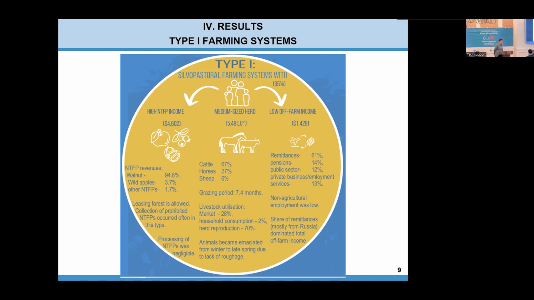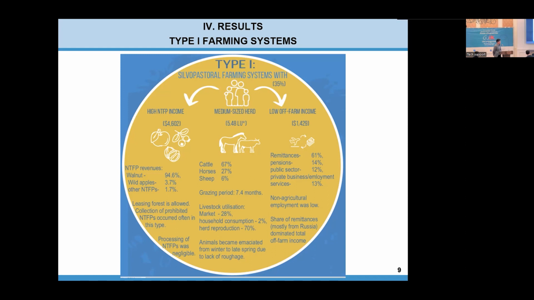Grazing period, according to farmers, lasted 7.4 months because the farmers don't have arable land and had the smallest meadows. The roughages that they collected during the summertime were not enough to feed the entire herd during winter. So they sold approximately 30% of their herd, and household consumption was pretty small, which is very interesting for me in comparison to other regions of our country. So most of the time, animals remained or became emaciated during the winter because of the deficit of roughages.